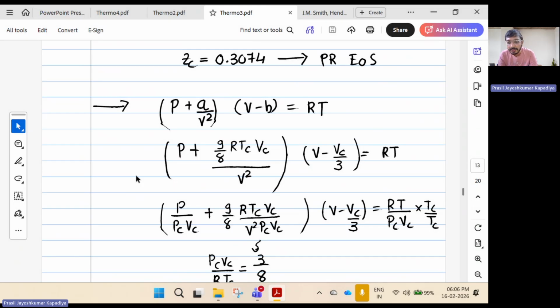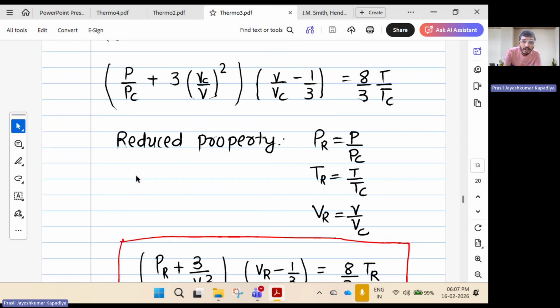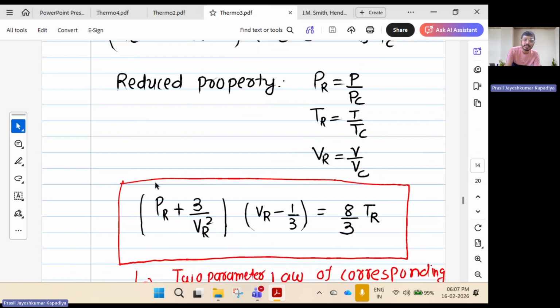So what is a reduced property? A reduced property is defined as any property divided by its critical property. Let's say I want to define reduced temperature. That is defined as the actual temperature of the system divided by its critical temperature. And we looked at the benefit of dealing with this kind of reduced equation of state, or two parameter law of corresponding states.